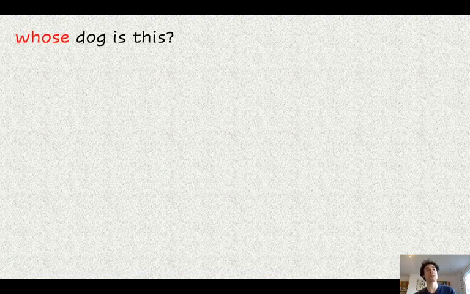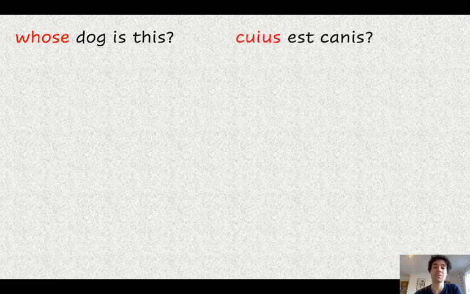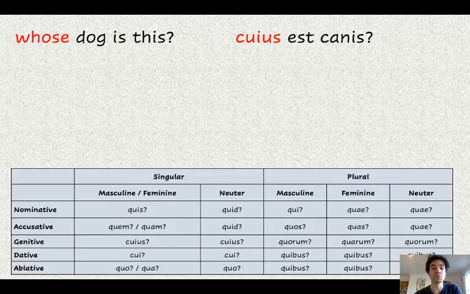But of course, I have other options. So in this case, whose dog is this? The interrogative pronoun is whose. And whose is, of course, genitive case. Cuius est canis. This is how I translate it into Latin. Cuius is the genitive singular of the interrogative pronoun. So cuius est canis means whose dog is this?